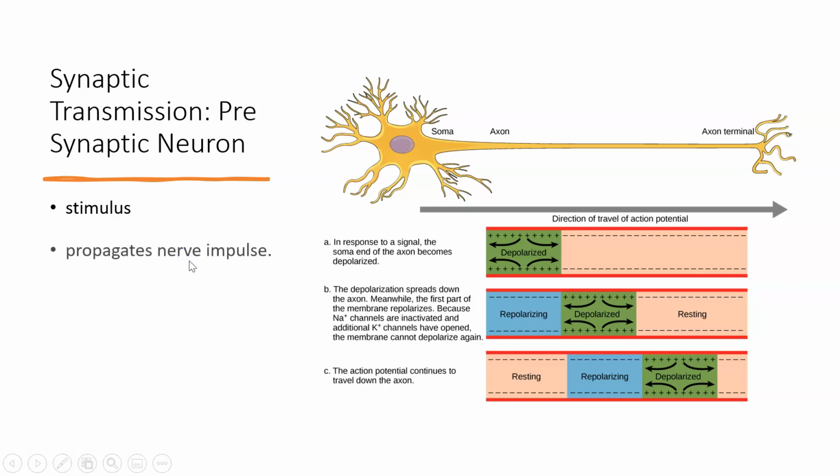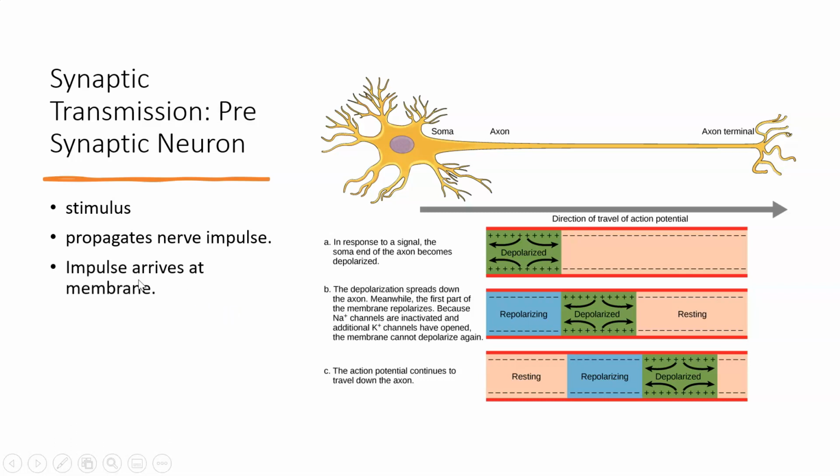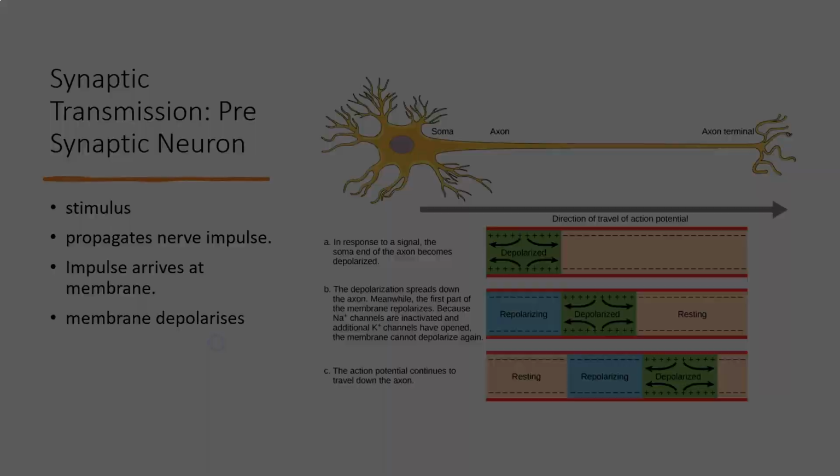So we need a stimulus. Something needs to stimulate the nerve impulse, that propagates the nerve impulse along the nerve cell. It arrives at the presynaptic neuron, so it arrives at the end of the neuron next to the synapse. The membrane depolarizes because those sodium ions have come along.